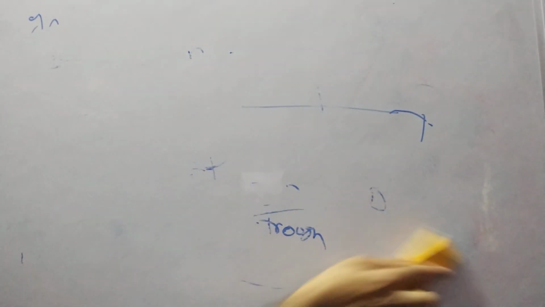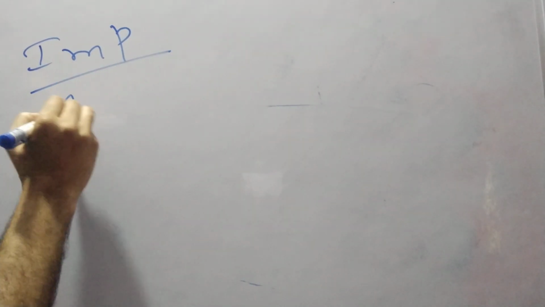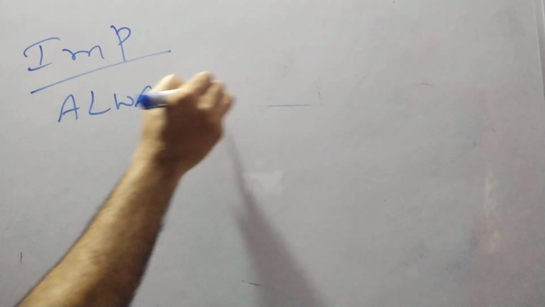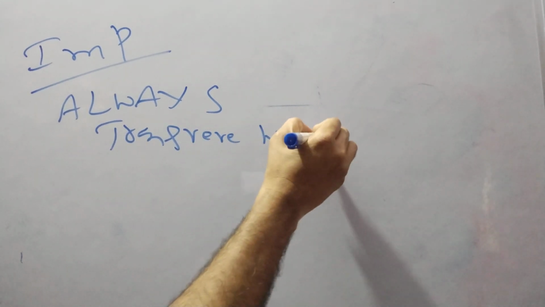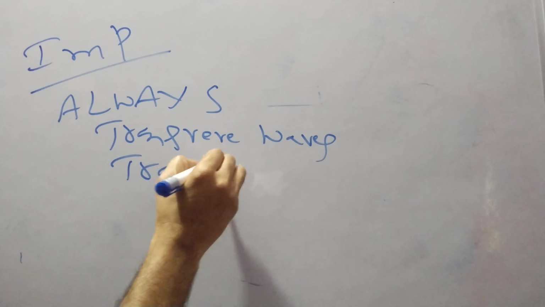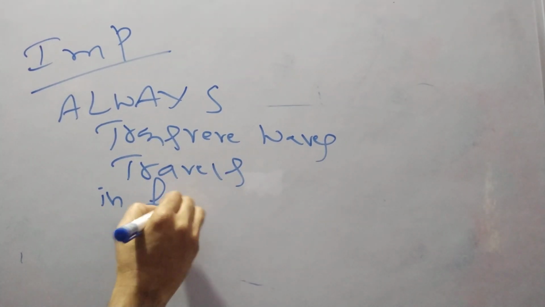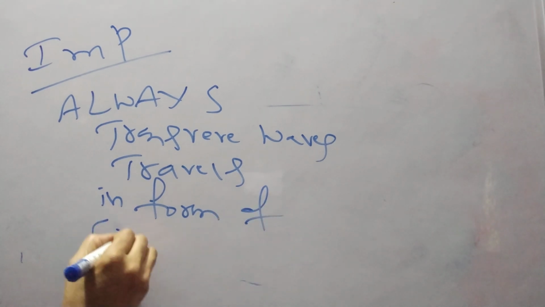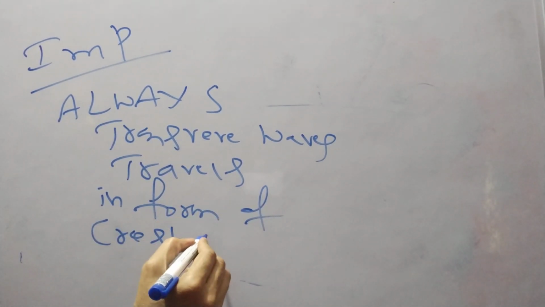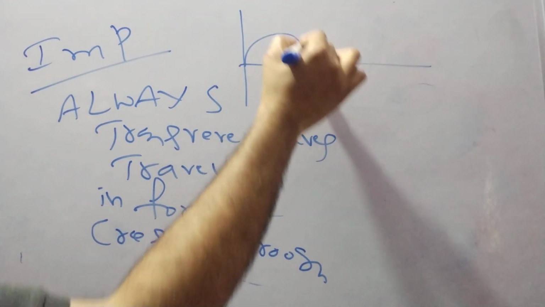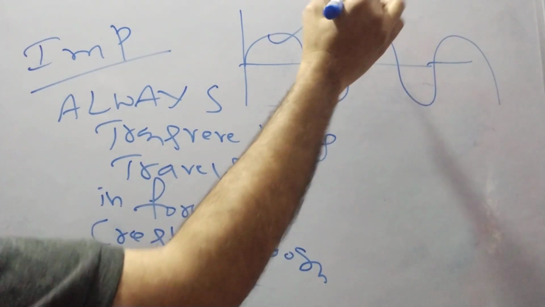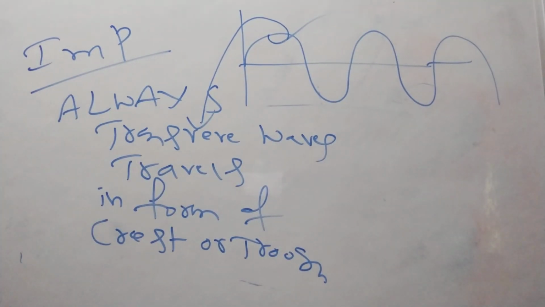So what is the importance of crest and trough? This is a very important point. A wave always travels in the form of crest and trough format. If you see a wave in the form of crest or trough, it is nothing but a transverse wave. So if a wave is traveling like this in the form of crest and trough, this is nothing but your transverse wave. Okay, thank you.